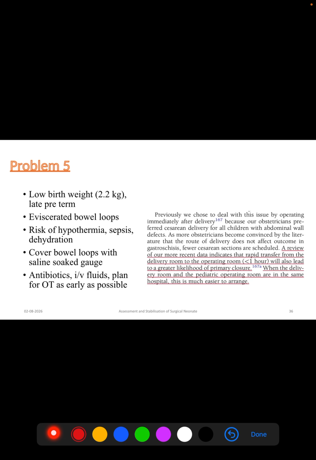It has been mentioned in the core textbook of pediatric surgery that a review of more recent data indicates that a rapid transfer from the delivery room to the operating room, that is within 1 hour, will also lead to a greater likelihood of primary closure. And if the delivery room and the pediatric operating room are in the same hospital, this is much easier to arrange.